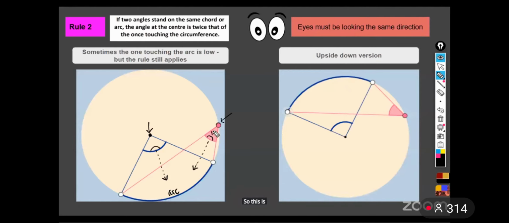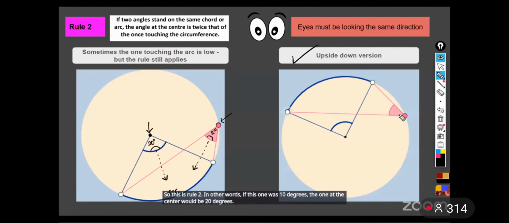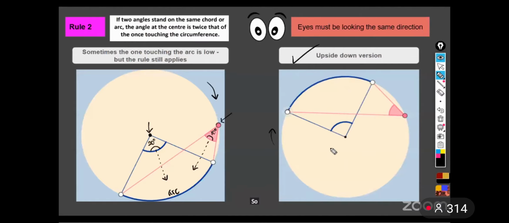In other words, if this one was 10 degrees, the one at the center would be 20 degrees. And this one here is the upside down version of this one. Like if you were to take this and spin it so it's upside down, it's the same thing.